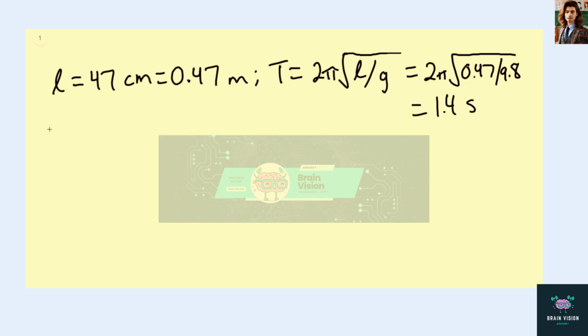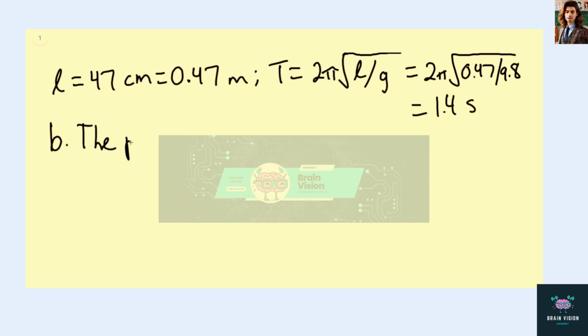Now, for part B, they're asking us for the period if the pendulum is in a free-falling elevator. If the pendulum is in free fall, there is no tension supporting the string. So if there's no tension supporting the string, the pendulum doesn't bob, and there's no restoring force to cause the oscillations of the pendulum.